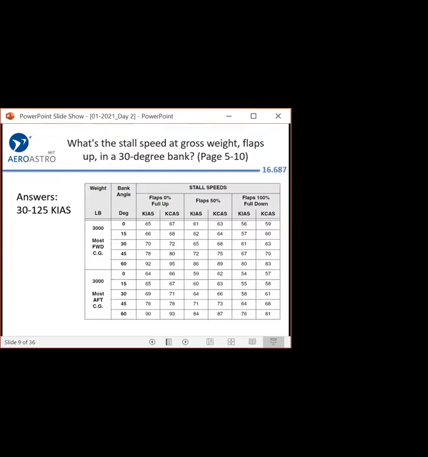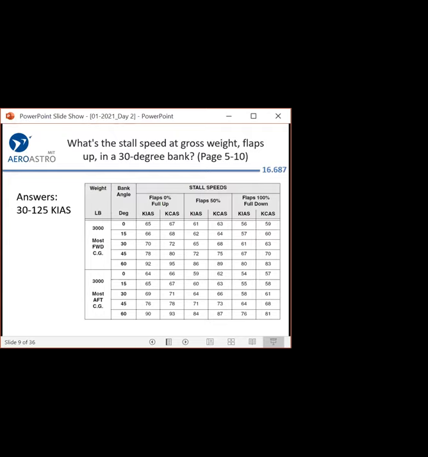Shouldn't you maintain about 10 knots above the stall speed in normal flight? Sure. The FAA would say that to land the airplane, you never want to fly slower than 1.2 times the stall speed.